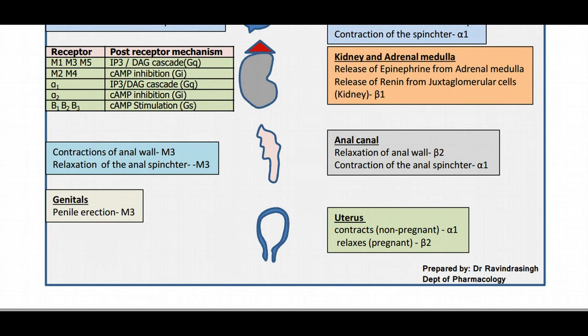Now let's go to the final area, that is the reproductive system. In the reproductive system, the effect on the genitals is mainly mediated by M3 receptors, which cause penile erection. And the effect on the uterus is mainly mediated by the sympathetic system, again through two different receptors. One is alpha 1, which contracts the non-pregnant uterus, whereas beta 2 relaxes the pregnant uterus.